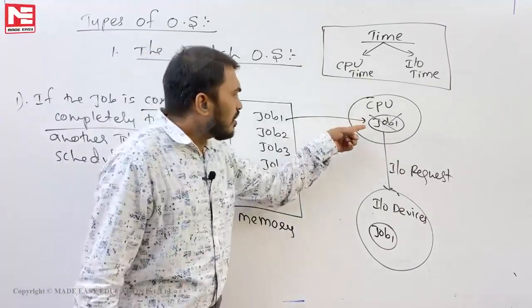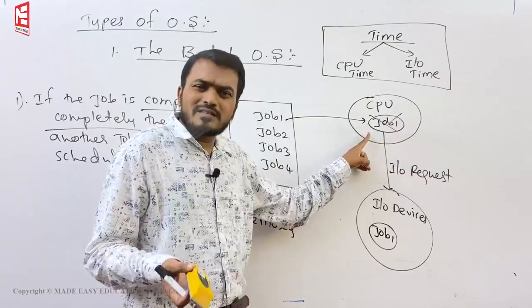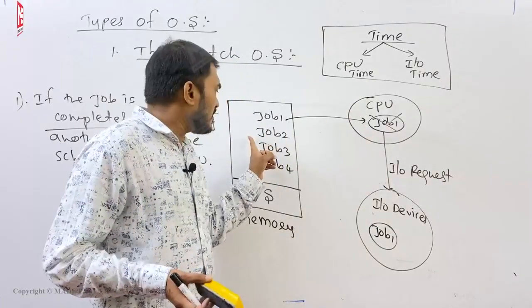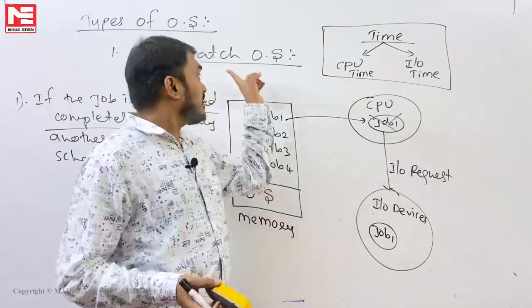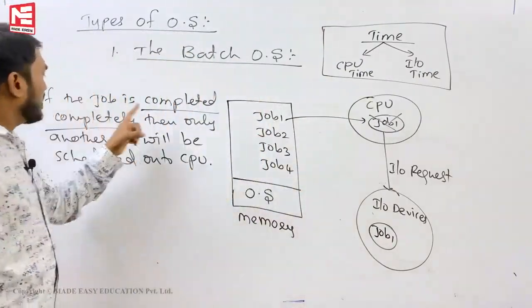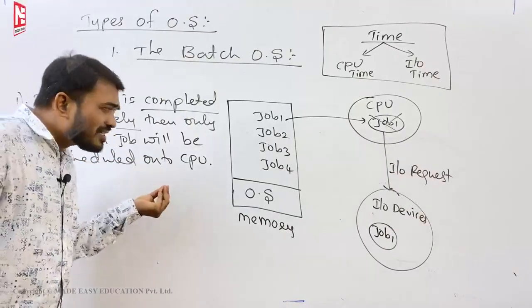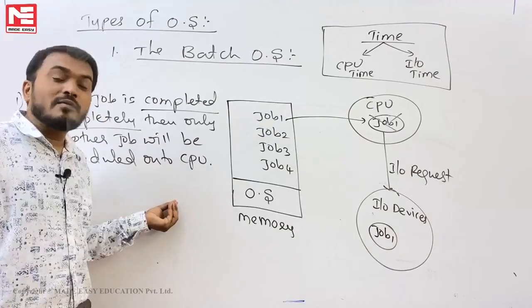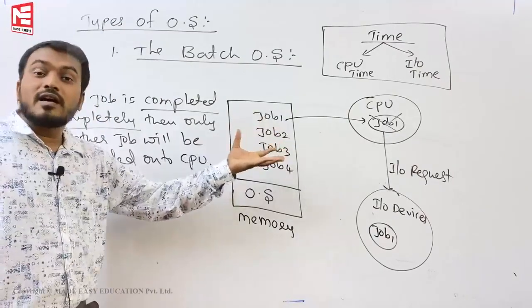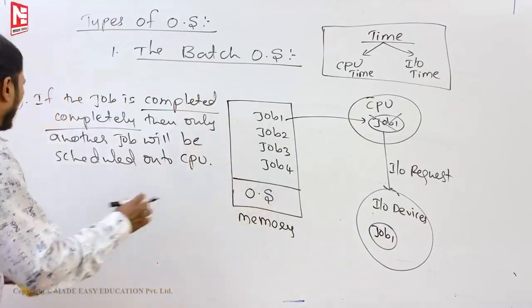Look here. When the job is leaving the CPU to perform IO operation, what is happening here? The CPU is becoming unnecessarily idle. Even though you have another job, you are not going to schedule that onto the CPU, because of the strategy you are following in this operating system: if the job is completed completely, then only you schedule another job onto the CPU. If you follow this kind of strategy, what is the problem? The CPU is becoming idle for more amount of time. So what is the problem here?